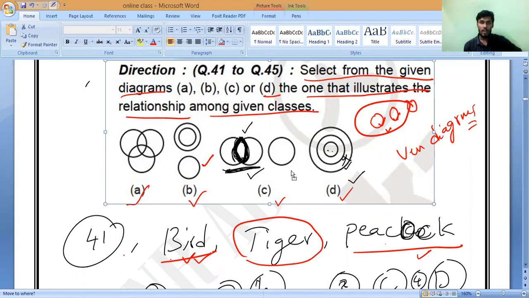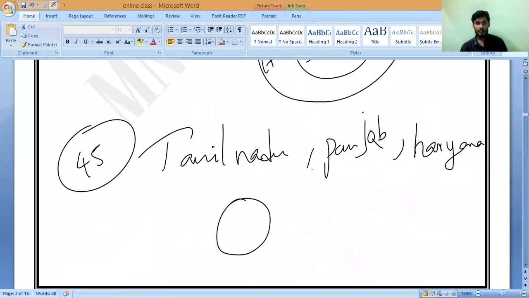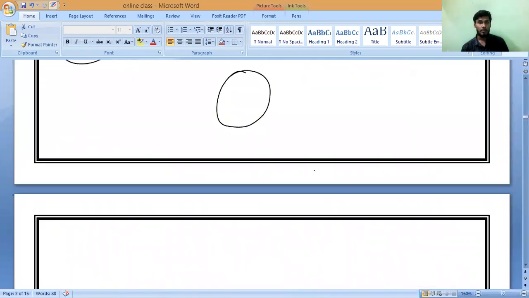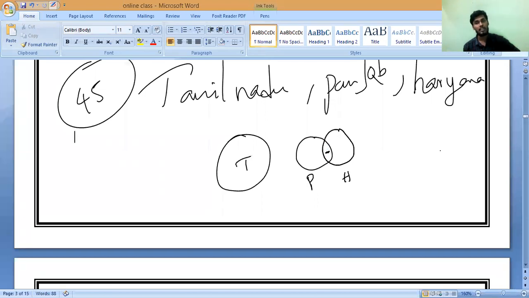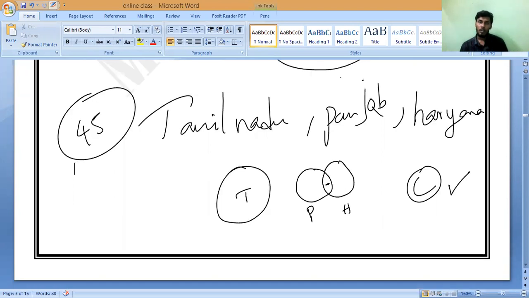Tamil Nadu is a separate state. So which one will come? Tamil Nadu is a separate state, and Punjab is one state, and Haryana is another part. There is a mixing between Punjab and Haryana, and that is why option C is the correct answer. Do you all understand? Clear? Any doubt? Ask me.